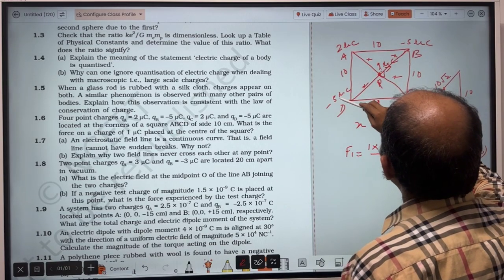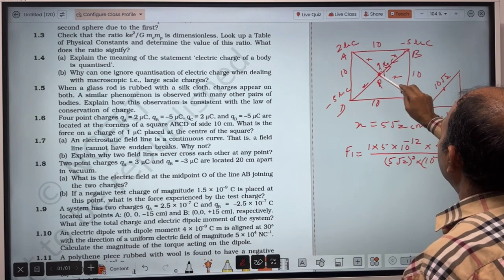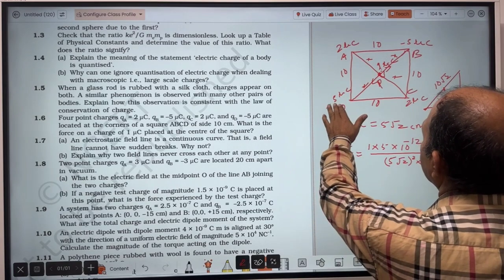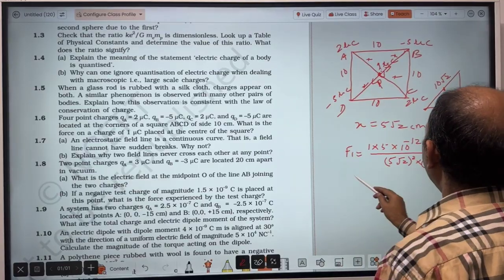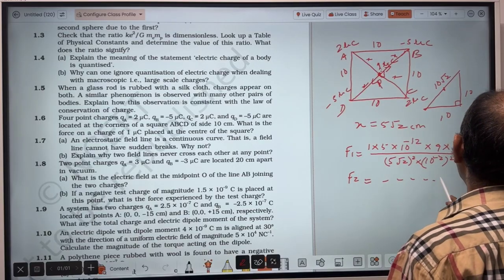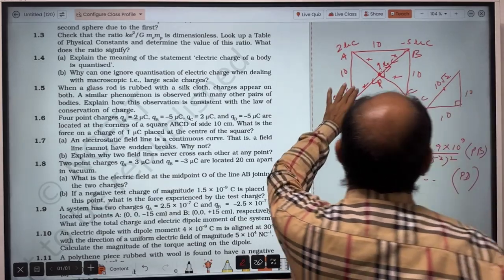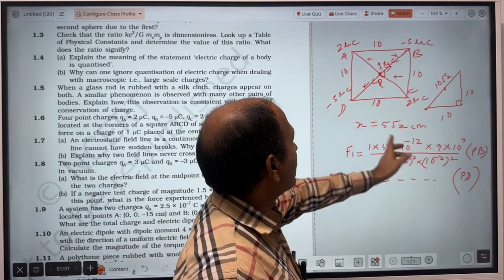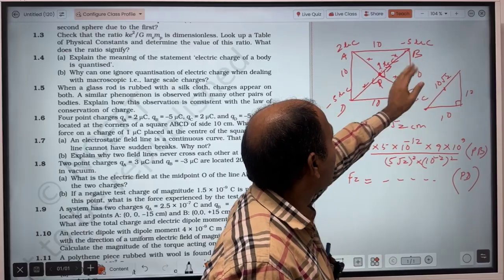Now let's consider the force due to this minus 5 microcoulomb on the 1 microcoulomb charge placed at point P. Its direction will be like this because of this negative charge. If this body is free to move, it will move in this direction. So F2 will be the same, everything is the same because the distance is x. The same value we will get, but the direction will be along PD. So what will happen? Two equal and opposite forces are acting on the 1 microcoulomb charge. So the net force due to these two minus 5 microcoulomb charges will cancel out.